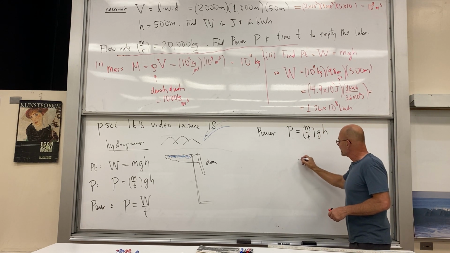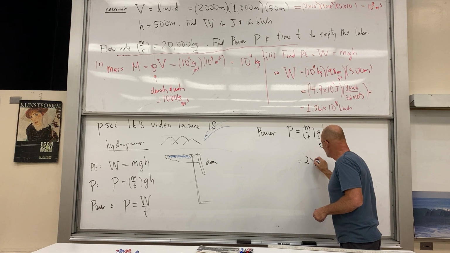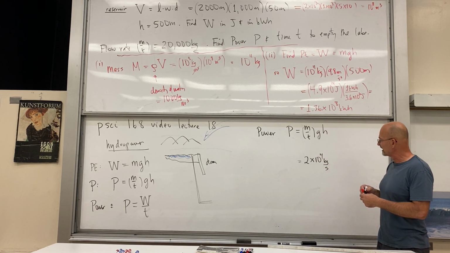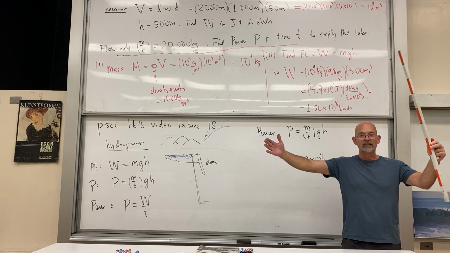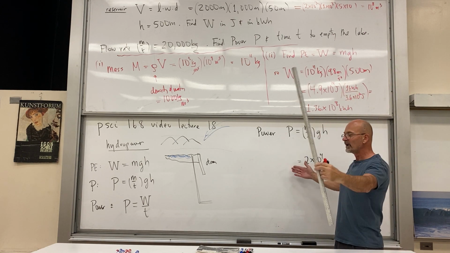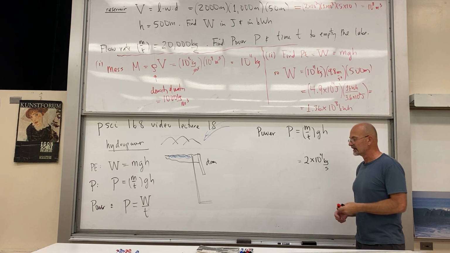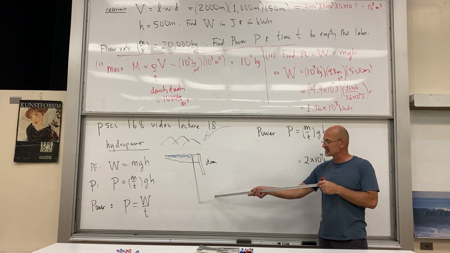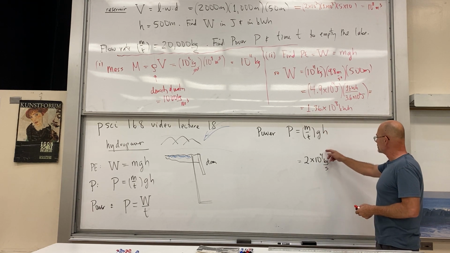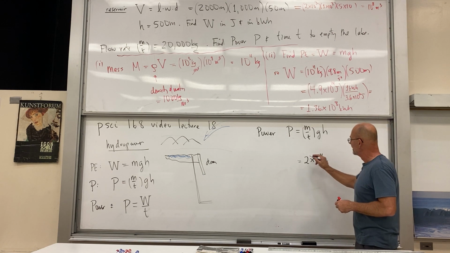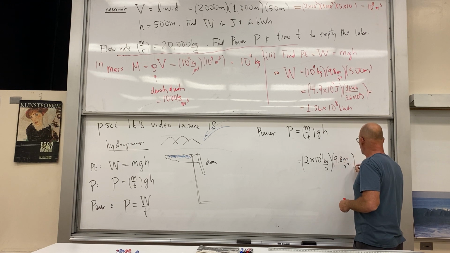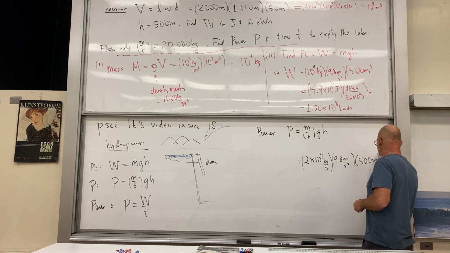So this time we're going to take the 20,000, that's 2 times 10 to the 4 kilograms per second. And again, I said that represented 20 cubic meters. This is a meter on the side, okay. 20 cubic meters per second. And this machinery we're talking about is definitely big enough to do that. These penstocks are huge. Okay, so 2 times 10 to the 4 kilograms per second. Then we've got the 9.8 meters per second squared. We have the 500 meters.